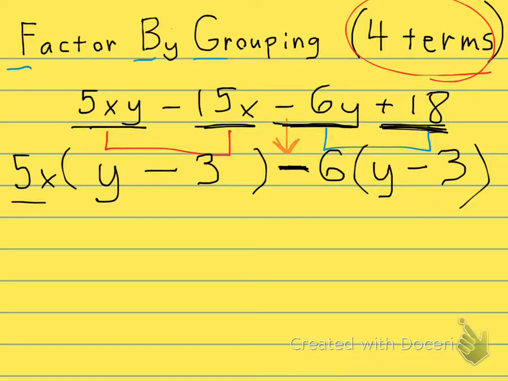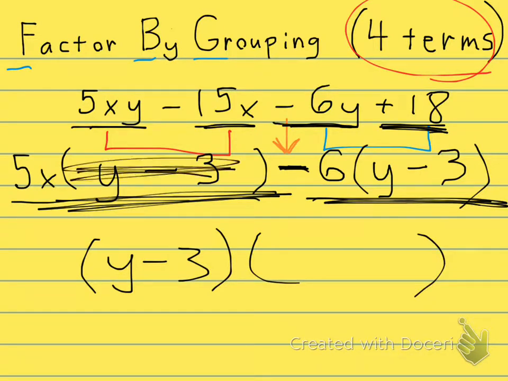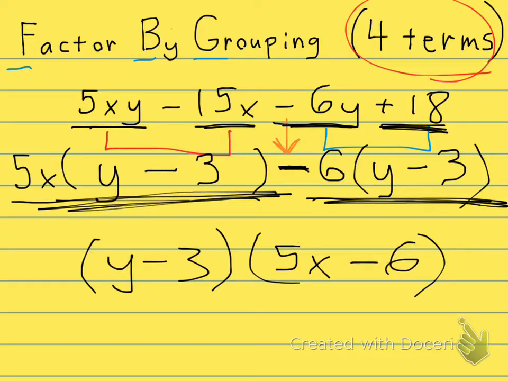Okay, so once again, when I look at this and I look at this, what do they both have in common? They both have a y minus 3. And if I take that y minus 3 and I pull it out in the front, let's see what I'm left with, right? It would be gone here and it would be gone here. I would be left with a 5x minus 6. So when I divide the y minus 3 out in front, 5x minus 6 is what I'm left with.